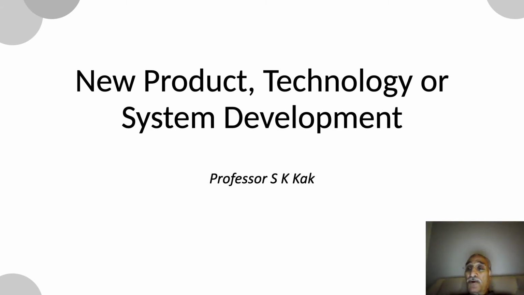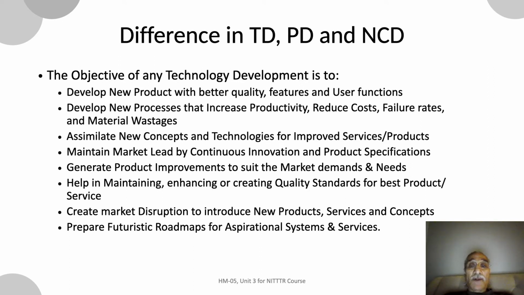So when we go to basic technology development, our objective is to develop new products with better quality, features, and user functions based on the kind of feedback we have got from the marketplace and based on the kind of competition we have in the marketplace for the same or similar product, and at the same time being able to create other features or introduce other features into the product so that its sales improves, its functioning improves, its service improves, and it becomes a lead product in the market.